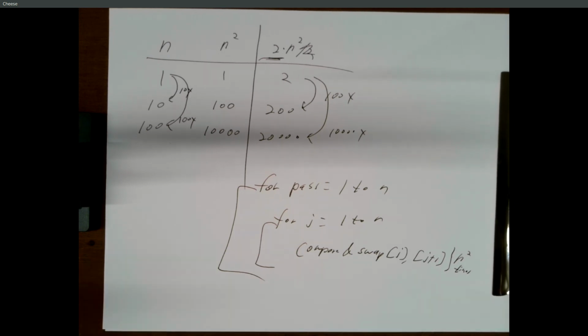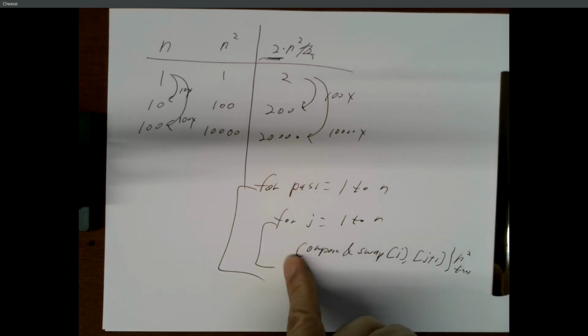And it may be that your data is in order to begin with and we never have to swap. Or it may be that your data is completely out of order and we have to swap every single time. So the amount of work you do could be n squared times 1. It could be n squared times 6. Right? But they're both going to be order n squared.